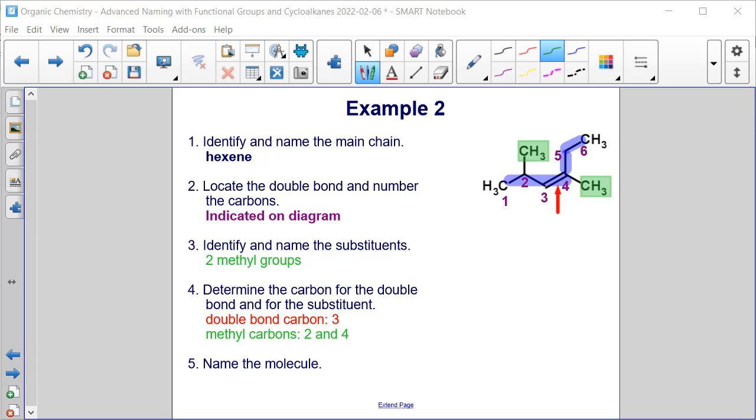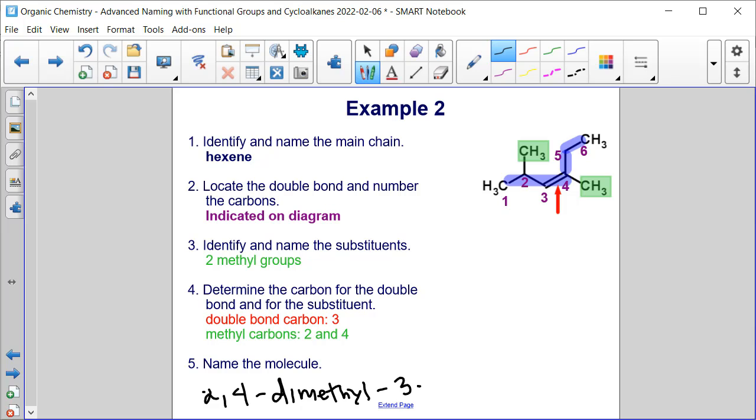All right, finally, let's name the molecule. So let's start with our substituent groups. 2,4-dimethyl, and then 3-hexene. 2,4-dimethyl, 3-hexene. Remember, you could have also said 2,4-dimethyl hex 3-ene if you'd chosen.